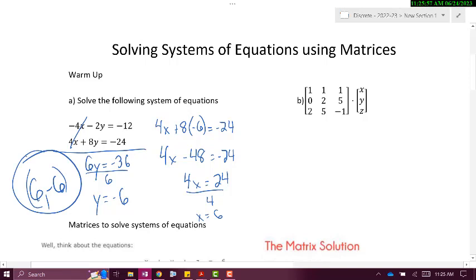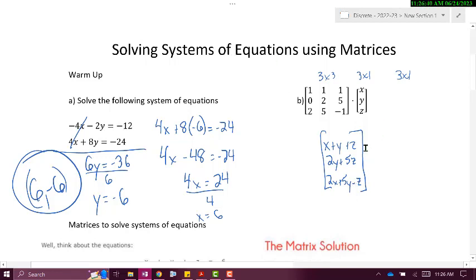Now letter B looks kind of weird, but we're just multiplying, just like we have with all matrices. We got a 3 by 3, and we got a 3 by 1. So our answer is going to be 3 by 1. When we multiply across, we're going to get x plus y plus z, 2y plus 5z, and on the bottom we have 2x plus 5y minus z.